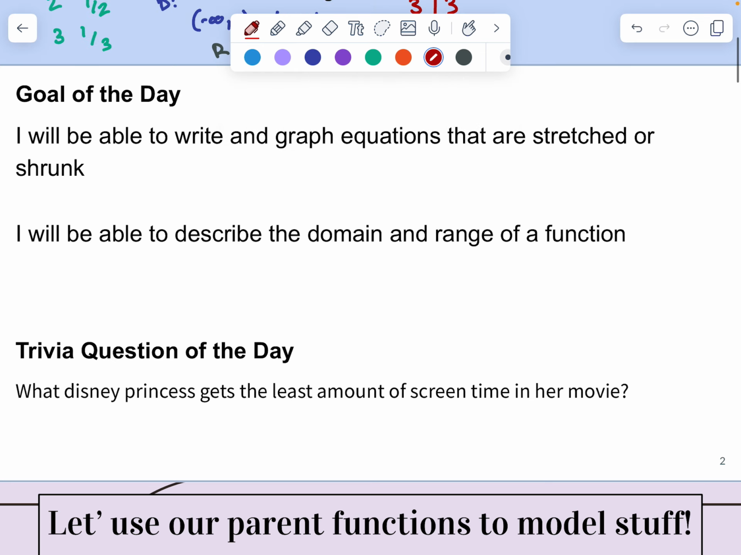Goals today: being able to write and graph equations that are stretched or shrunk, and being able to describe the domain and range of a function.